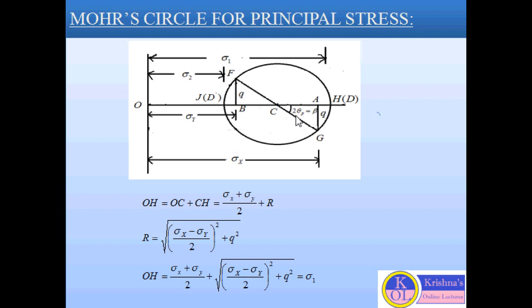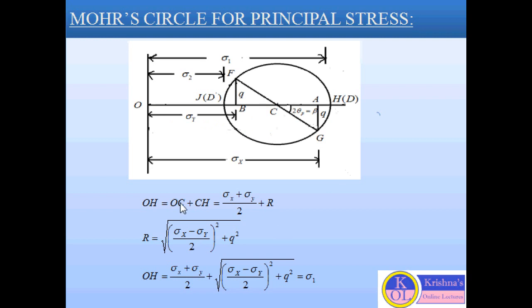If we want to find the equation for the principal stresses, we consider OH. Here OH represents the major principal stress. If we find OH, we can find the value of sigma 1, the major principal stress. We denote the major principal stress by sigma 1. So OH is equivalent to OC plus CH.